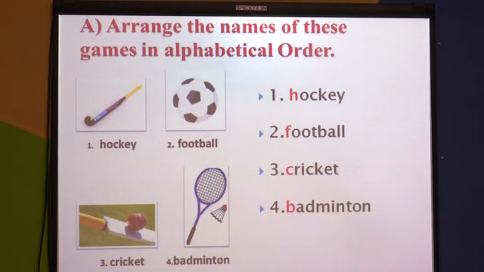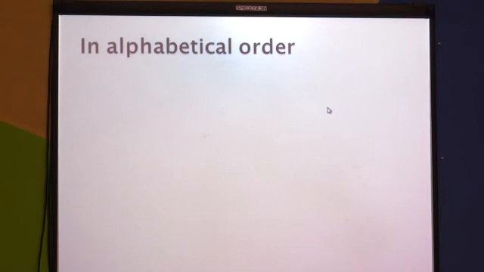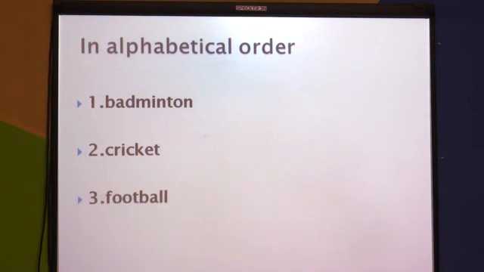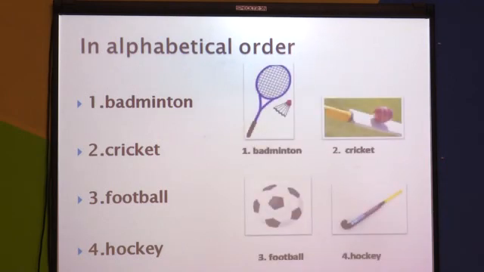I have told you, while arranging words in alphabetical order, first we are going to see the first letter of the word. We have to remember the alphabetical sequence, then arrange the words in alphabetical order. So the answer is here: badminton, cricket, football, and last one hockey. We arranged these words in alphabetical order.